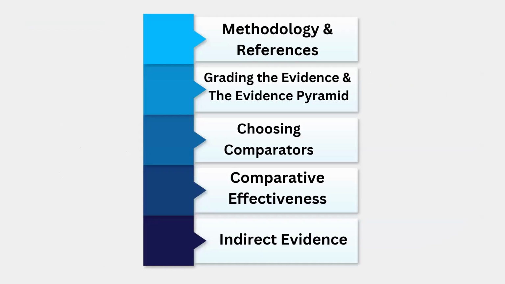This webinar series is broken up into five different modules. So the first will focus on methodology and references. Next, we'll talk about grading the evidence and the evidence pyramid. We'll talk about choosing your comparators wisely, and then we'll talk about comparative effectiveness, as well as indirect evidence as it relates to how you will compile that information in your monograph and PowerPoint presentation.